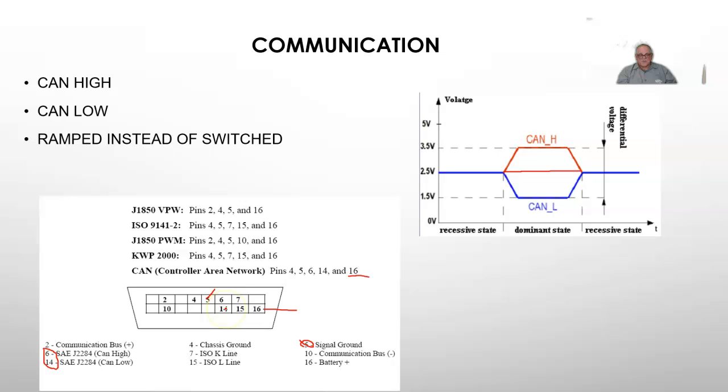Pin 6 and 14 are communication, pin 4 and 5 are ground. On a CAN system, 5 pins to check. Check pin 16 first, make sure there's power there. Pins 4 and 5, make sure those are good grounds. Again, a 50 millivolt drop across those grounds. Then check your CAN high, CAN low with a lab scope. Check to see if the communication is happening.